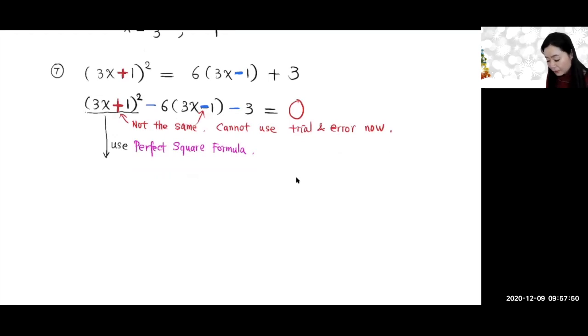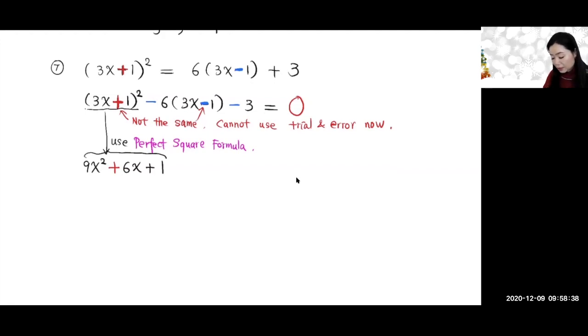Now over here, so let's expand this using the perfect square formula right now. So expand this, we get square the first. So we got 9x squared, okay? And then adding, okay, adding what? 2 times the first times the last, right? So 2 times 3x times 1 will be 6x. So then we have 6x over here. And the last one always plus, so plus the square of this is this 1. So we expand this, use the perfect square formula.